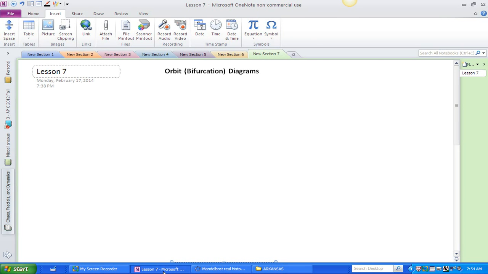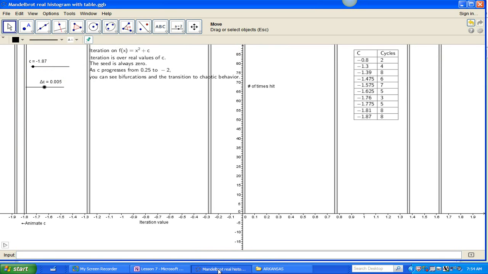And you will remember, I hope, that over the last few lessons we've looked at the iteration of f of x equals x squared plus c over the real values of c, using a seed of 0, and we let c vary from 0.25 to -2, and we saw all sorts of interesting behavior. That behavior involves sometimes converging towards one number, sometimes oscillating between 2 numbers, 3 numbers, any number of numbers. And what we want to do is to get one picture of all this behavior.